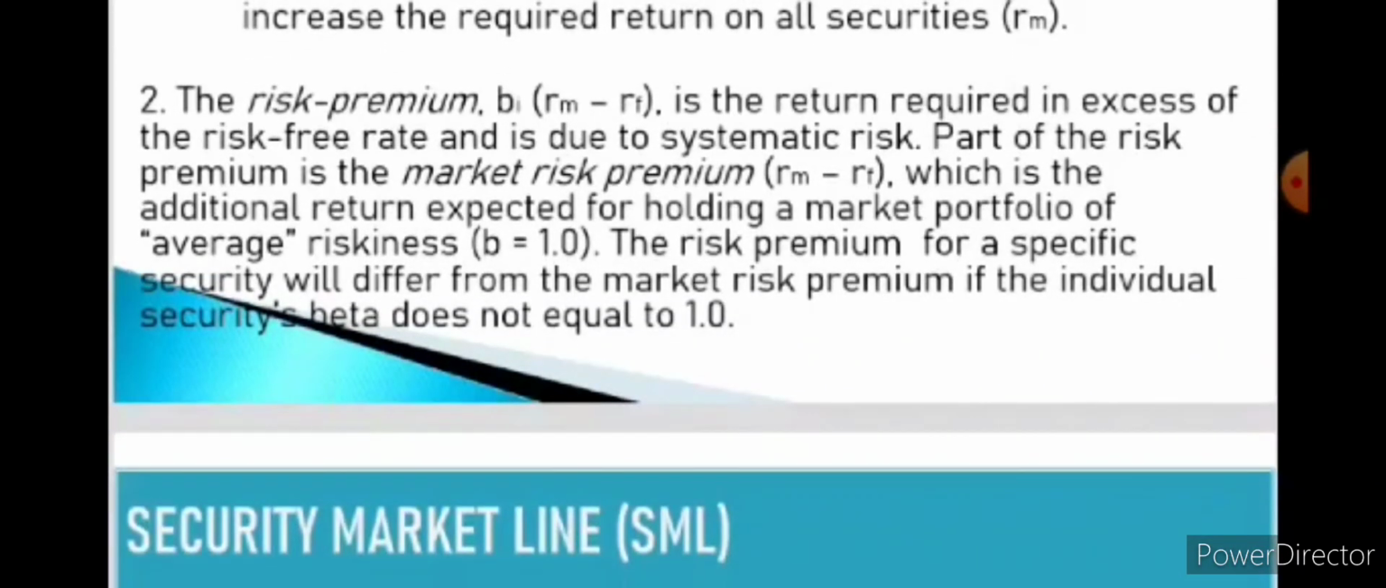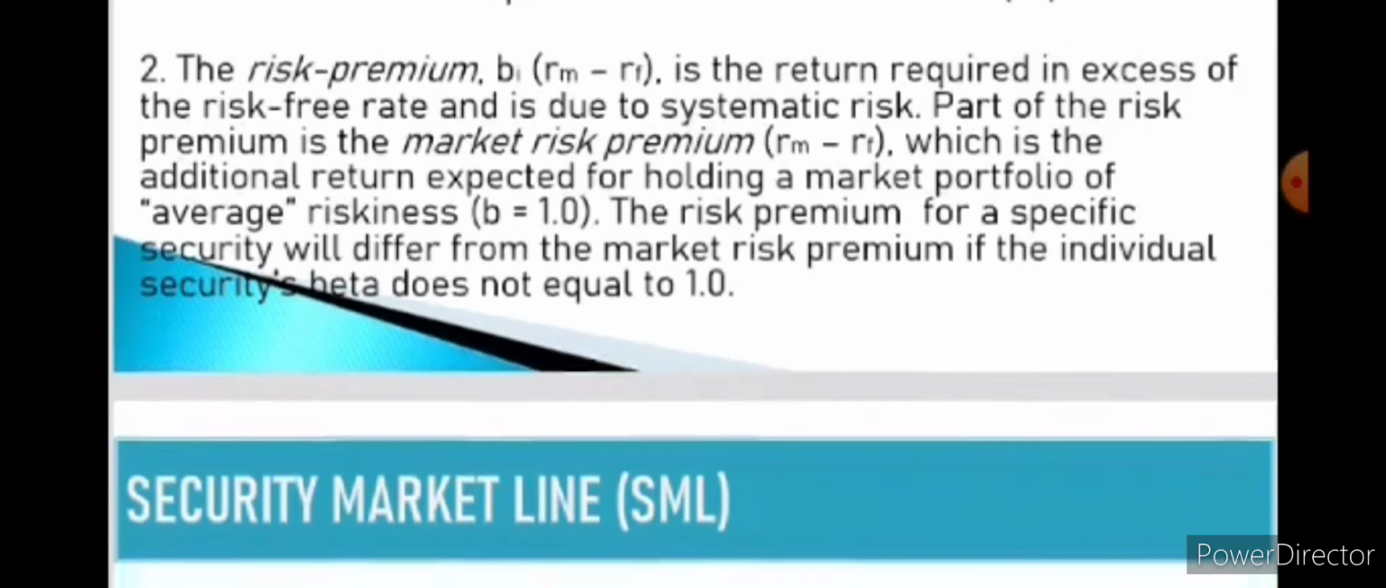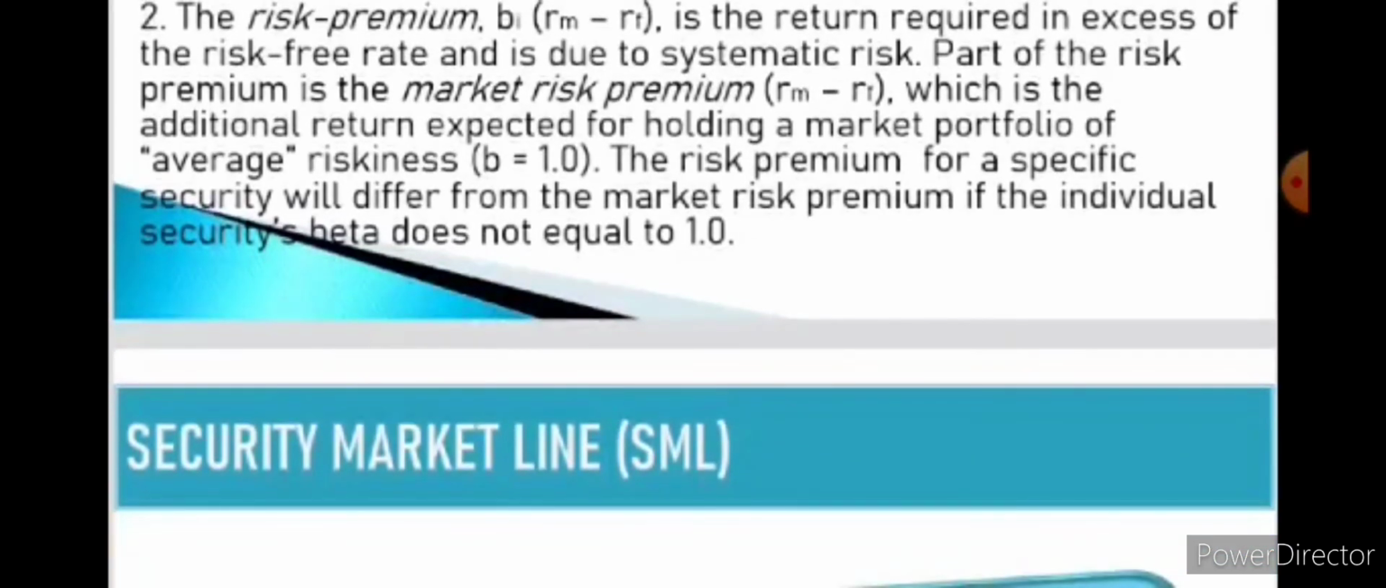The risk premium is the return required in excess of the risk-free rate and is due to systematic risk. Part of the risk premium is the market risk premium, which is the additional return expected for holding a market portfolio of average riskiness. The risk premium for a specific security will differ from the market risk premium if the individual security beta does not equal 1.0.